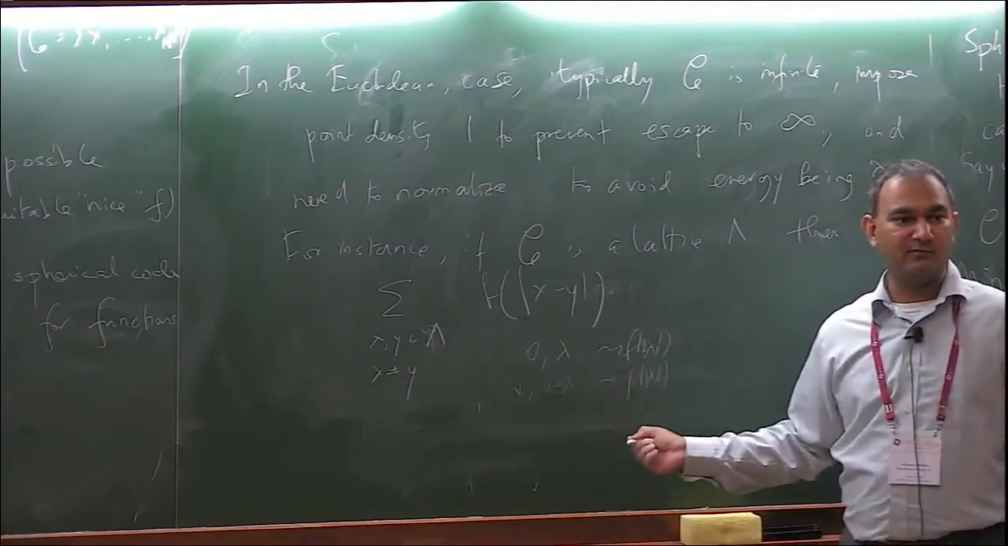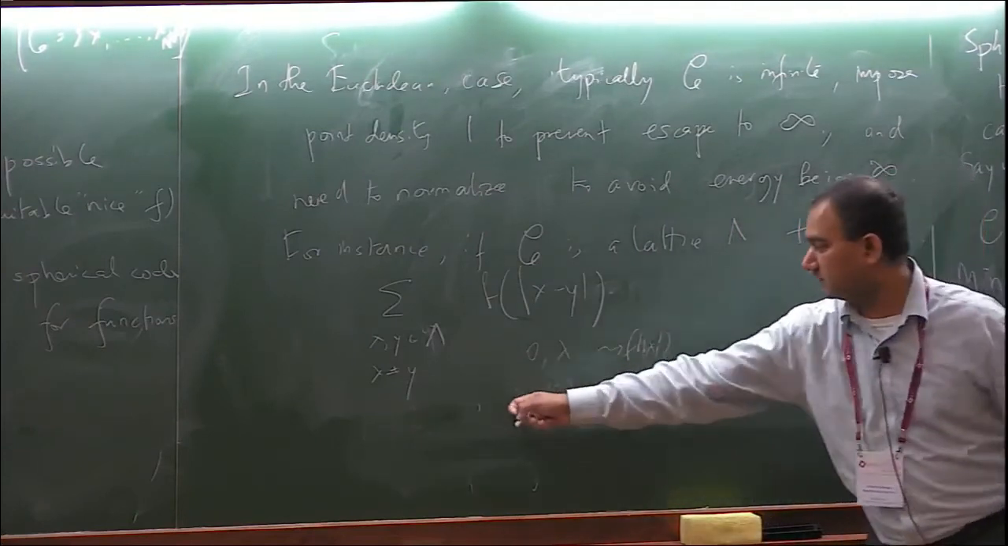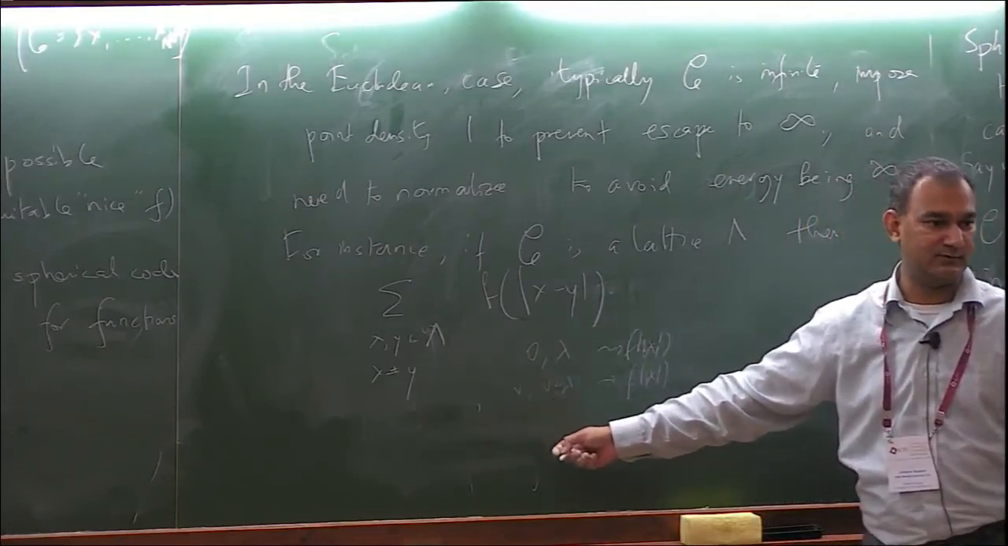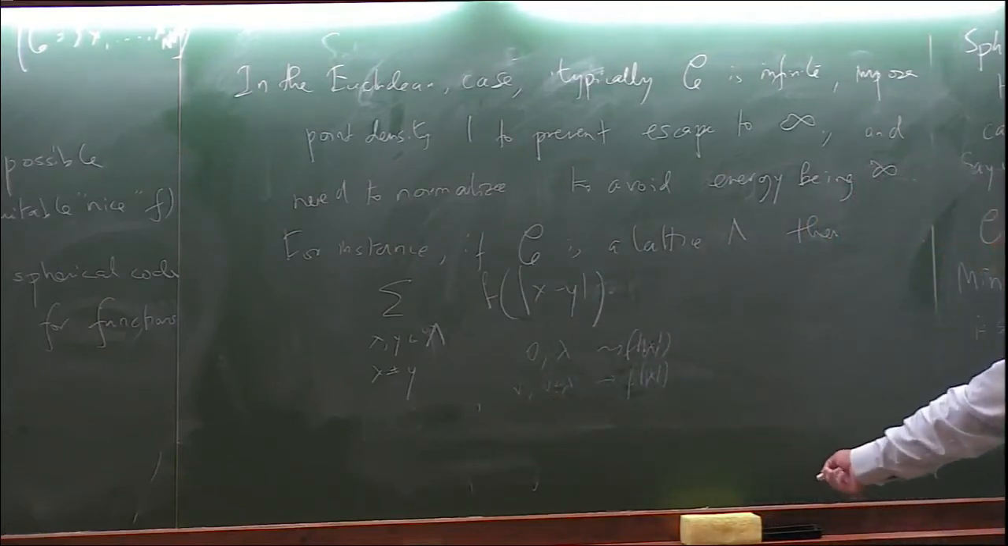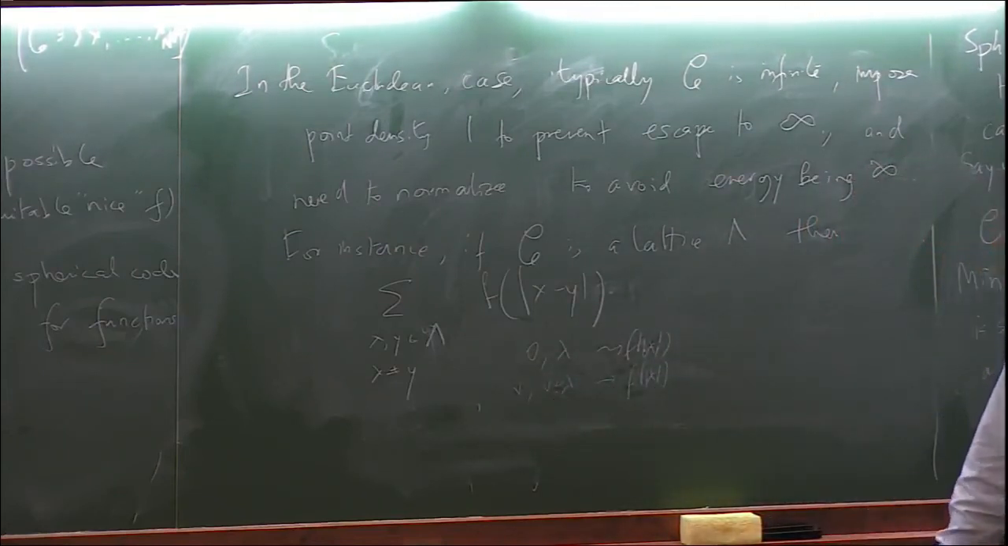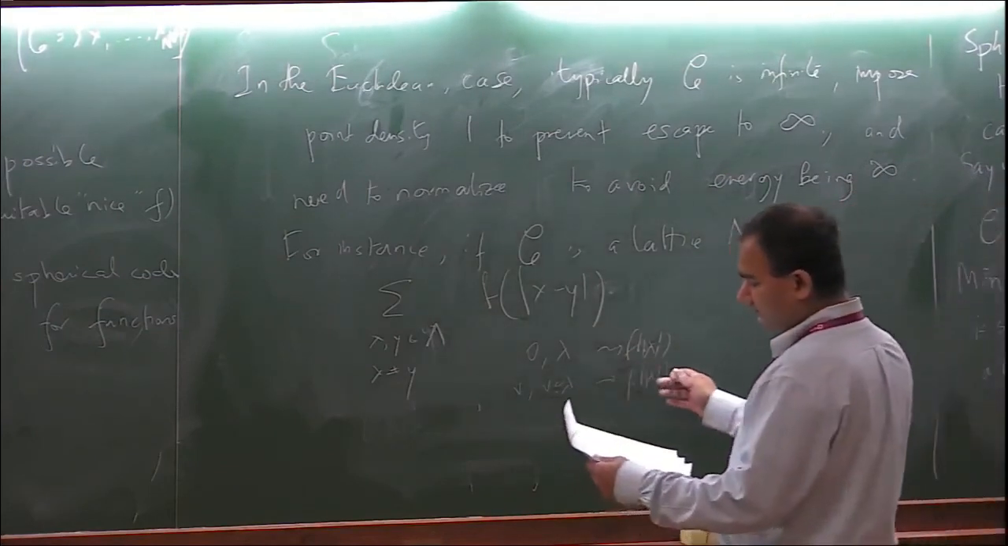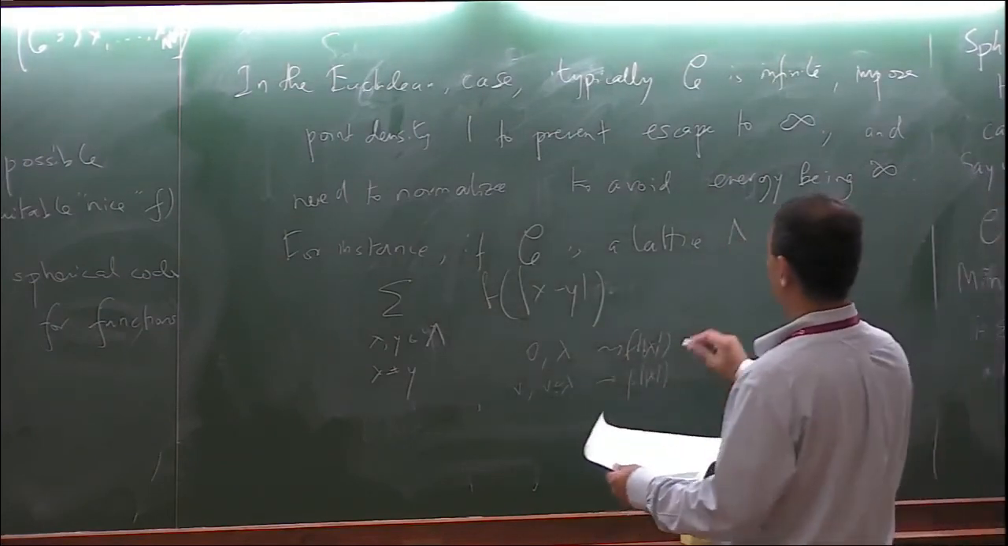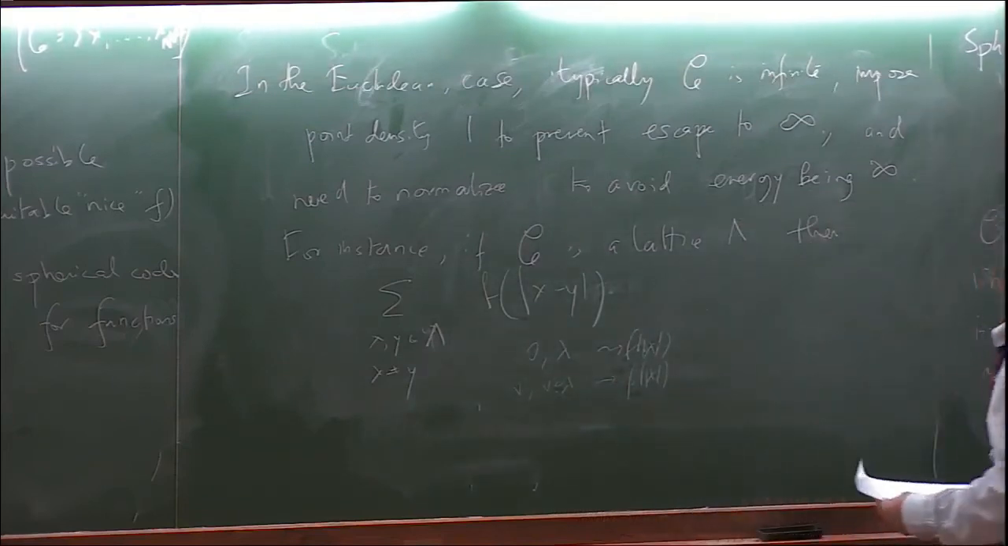So the problem is you count every distance infinitely many times, corresponding to v ranging over the entire lattice. So that's a problem. Right? You don't want your energy to be infinite, so you have to normalize it. And you can do that a couple of ways.